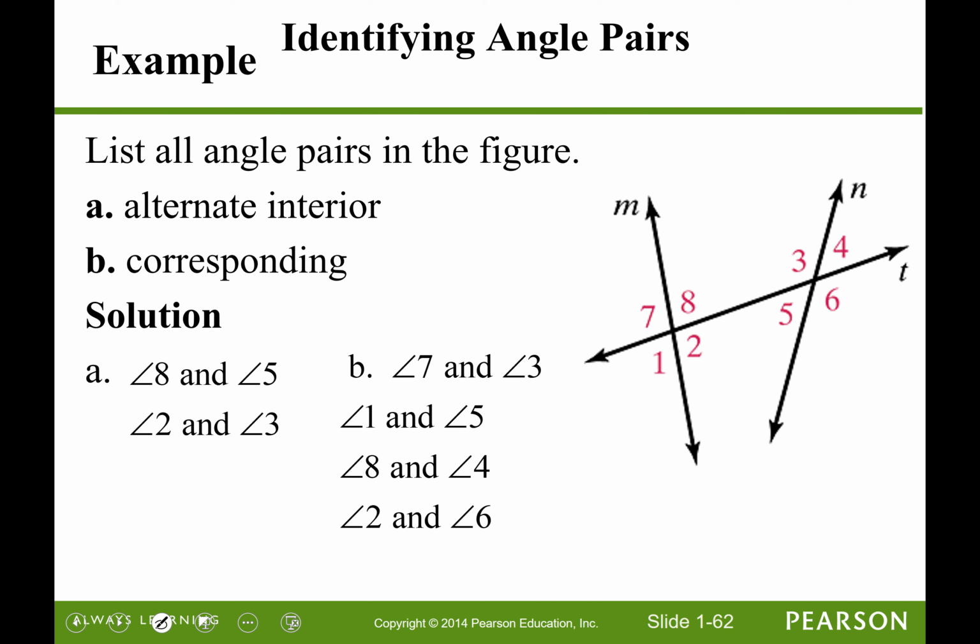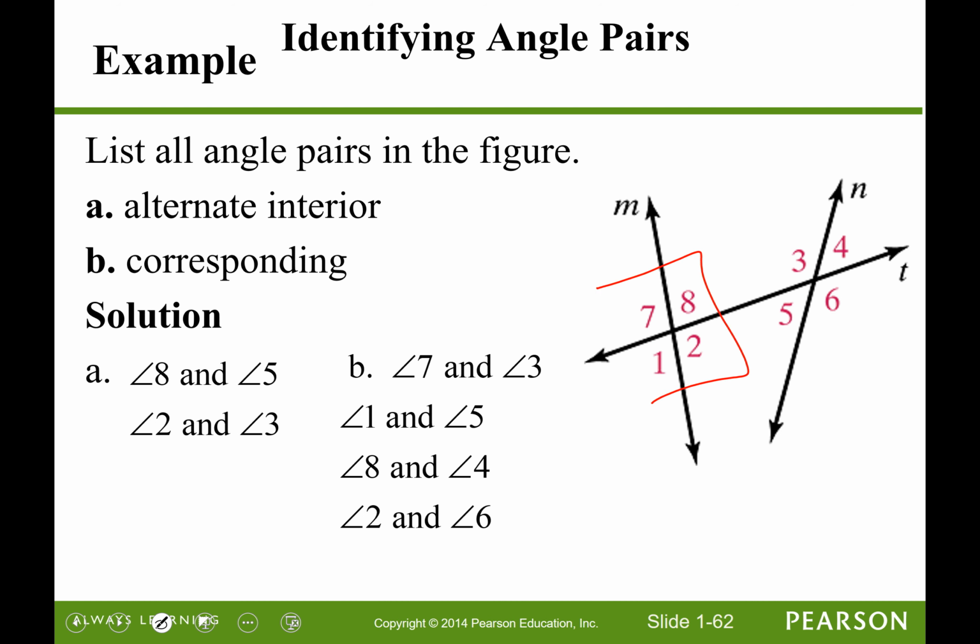Nice job. Let me help you with A first if you were struggling with it. Alternate interior. So interior, so I'm going to cross these out, okay? We're only talking the inside of M and N, and then alternate we focus on next. So alternating sides of the transversal, that'd be 8 and 5, 2 and 3. Okay, do you see it now? If you done it before, alternate interior. I'm going to erase that scratch work.